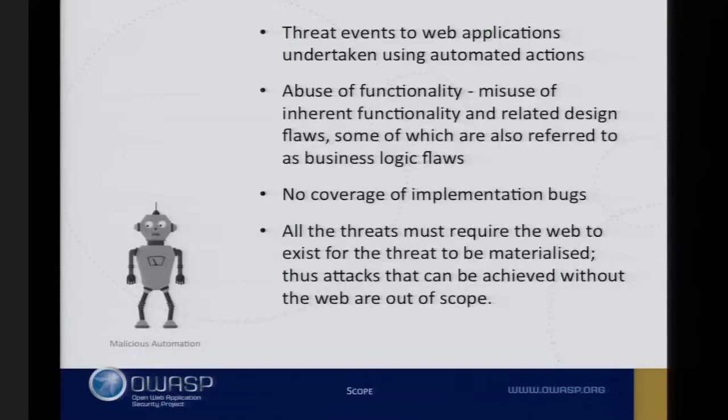So I use these scenarios to help me think about the scope of the ontology. It's primarily about the abuse of functionality, so misuse of inherent functionality. Sometimes people might call that misuse of business logic flaws, although some of that is authorization type issues. So the ontology is meant to have absolutely no coverage of implementation bugs, because all that's hopefully been done already by other people. I also limited it to web applications only, because otherwise the field's just too gigantic. And it's also the area I know most about.